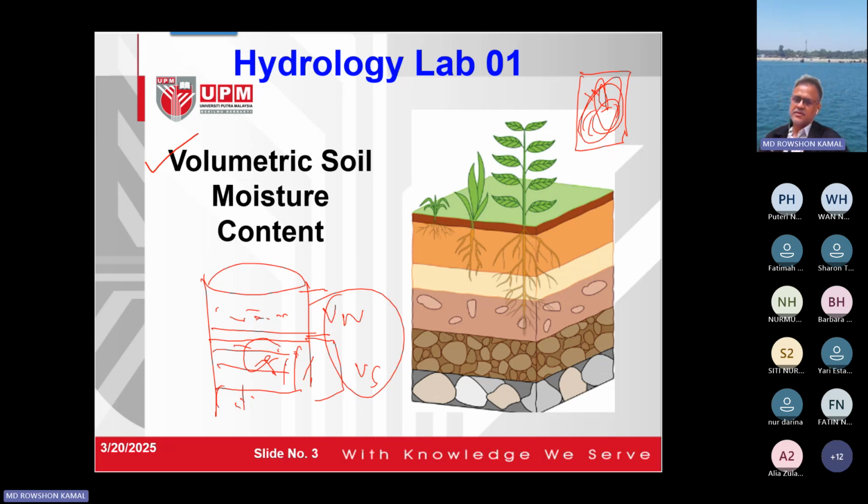But now we have sensors, modern devices. That device is very accurate, so we can use that device. So we have a volumetric moisture content device, and we have one more device.